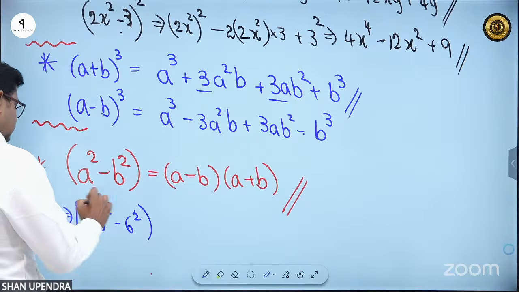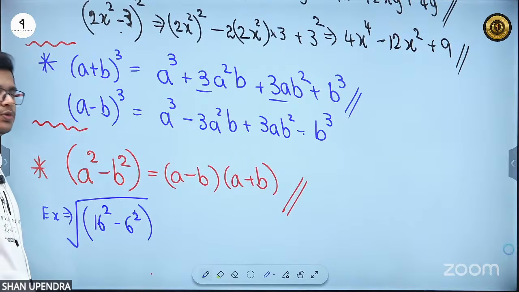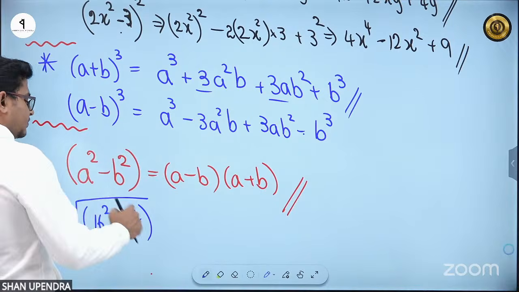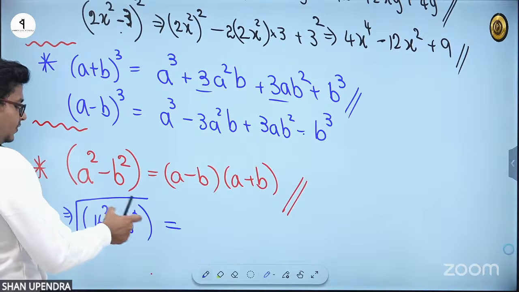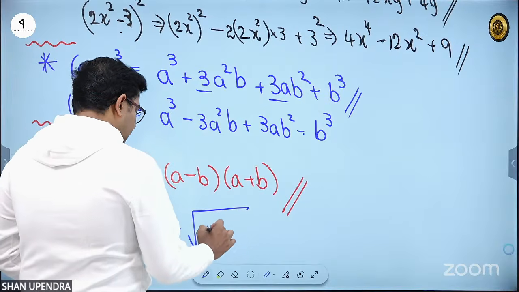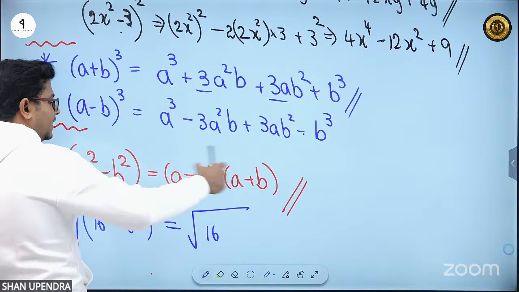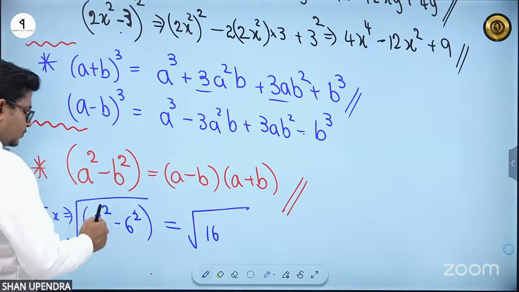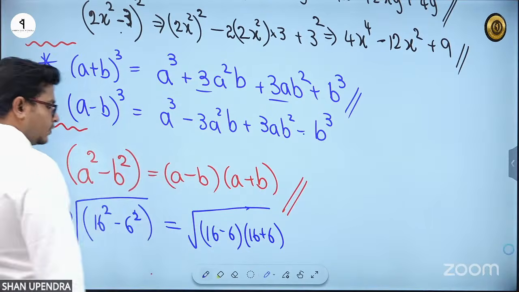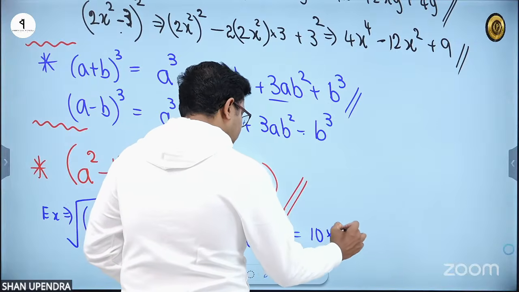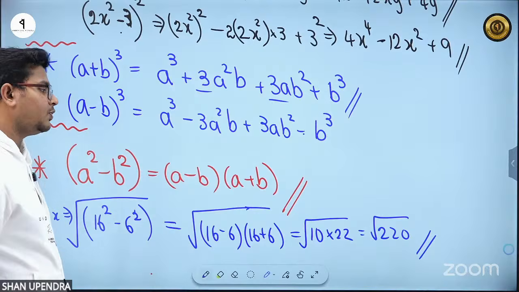Let's think there is something like this as a calculation. You need to get the final answer. Then what we can do is find 16 squared separately and 6 squared separately, but it takes more time. So if there is a difference between two squares, you can take the difference and the addition of those two and take the product, a minus b into a plus b. So 16 minus 6 into 16 plus 6. Then you can write this as 10 into 22. That means 220. Finally, you need to find the square root of 220.